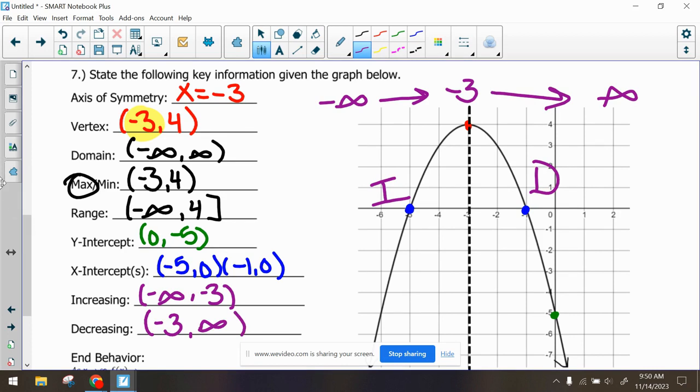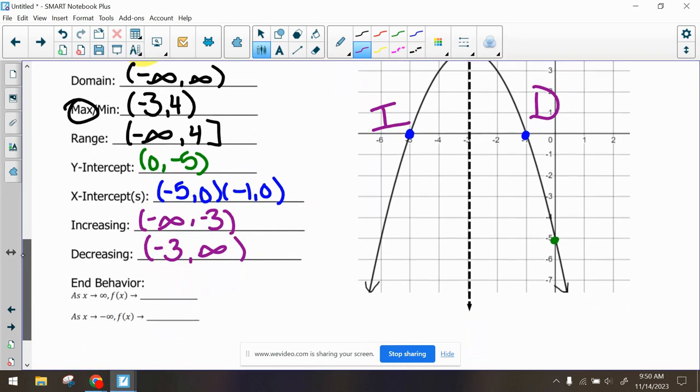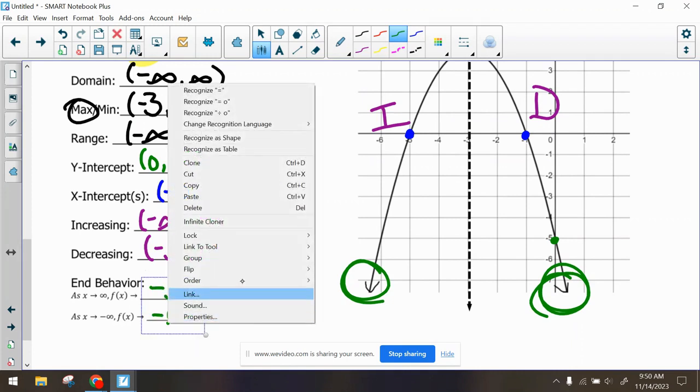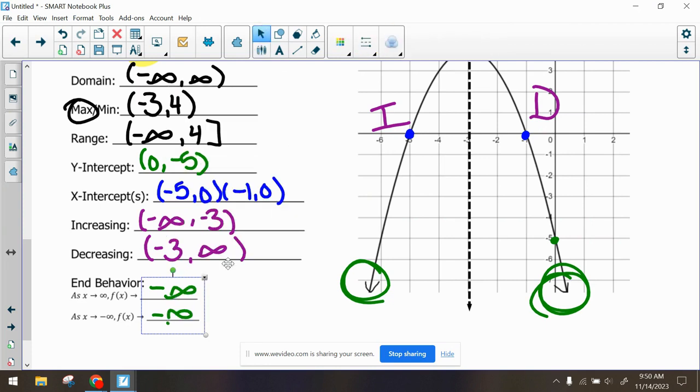All right, and the last one is end behavior. End behavior identifies what the endpoints are doing. Both of our endpoints are going down to -infinity. Quadratics always go the same way. So if both of them are going down, we should be filling in negative infinity for both. If, for example, they were both going up, then I could fill in positive infinity.